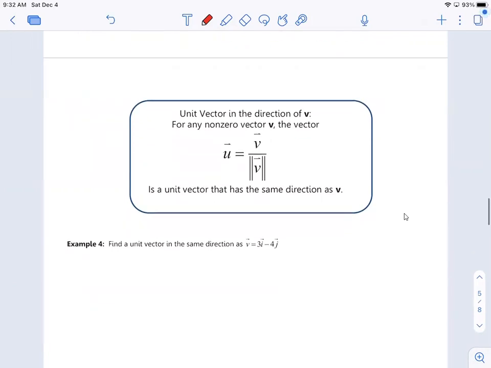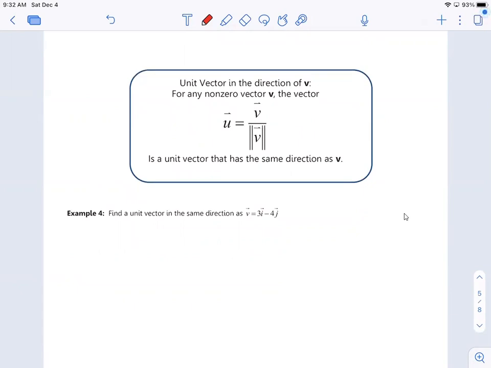So if we want to find a unit vector in the same direction as this given vector v, which is 3i minus 4j, I'm going to put my vector, we're just going to call it vector u, and we're going to put it in component form. So this is 3, -4. Well, we need to divide by the magnitude. So I'm just going to put it like this. Then that means we have to find the magnitude.